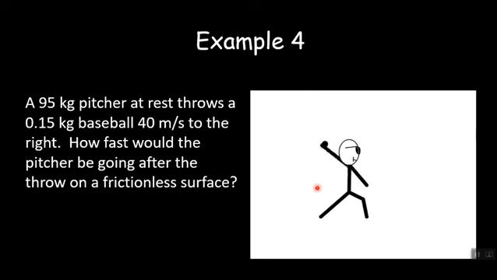Okay, so here, one more example. A 95 kilogram pitcher at rest throws a 0.1 kilogram baseball 40 meters per second to the right. How fast would the pitcher be going after the throw of the ball on a frictionless surface? So imagine this happens on ice.